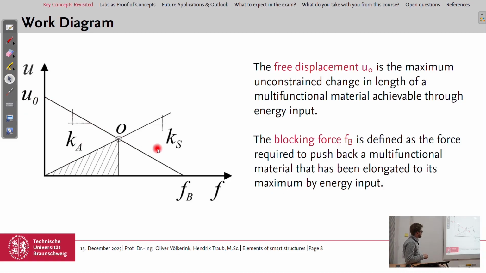We can also see the structural conformity here in this diagram. This is the line for the actuator, this is the line for the structure. If they have the same slope, meaning the same stiffness, then the area under this curve is maximum, so maximum work capacity.